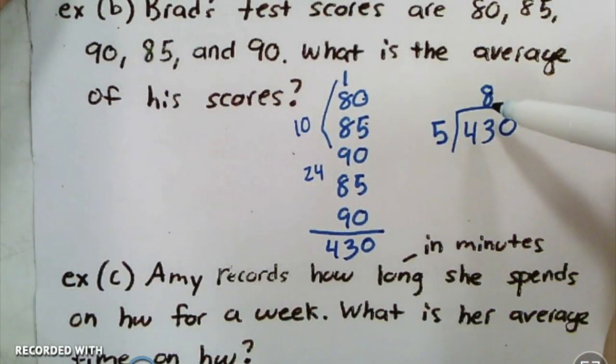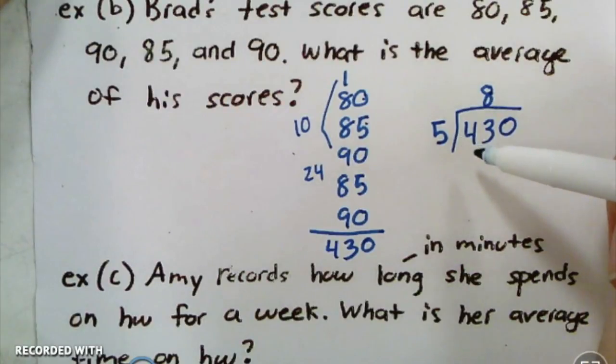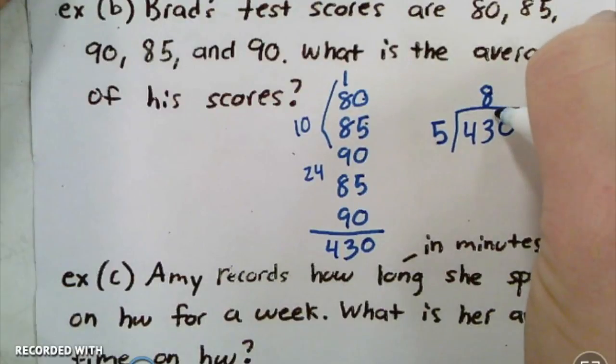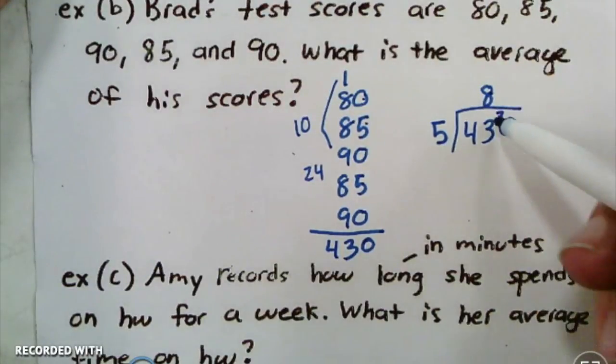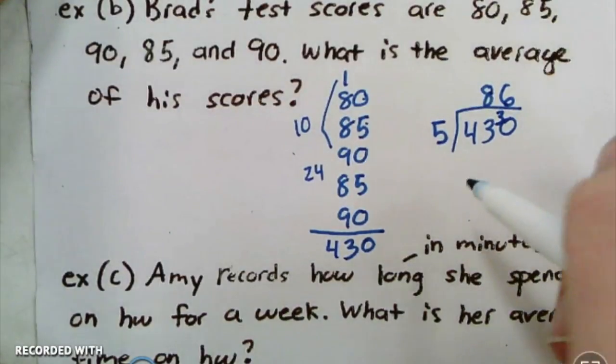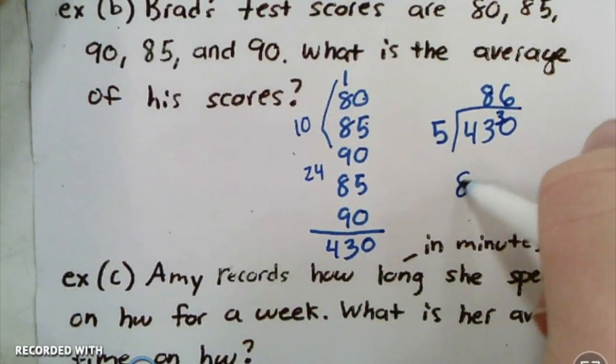5 goes into 43 8 times. 8 times 5 is 40. 43 minus 40 is 3. I'm going to write my 3 there. 5 goes into 30 6 times. So my answer, his average is 86.